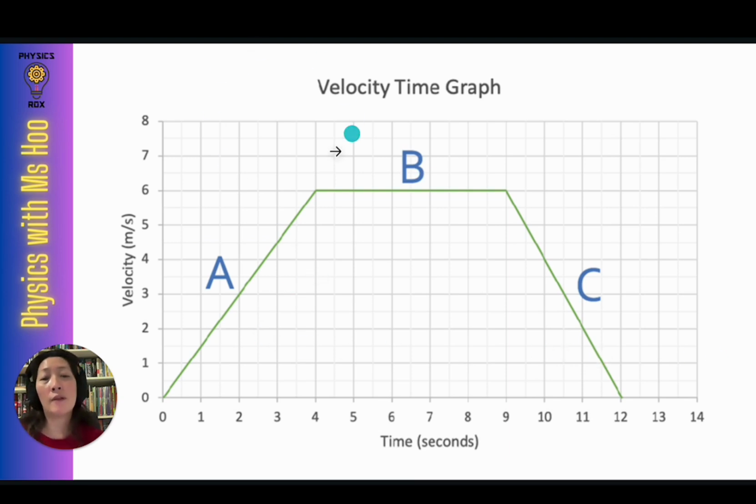If you don't know what velocity is, please watch my video on velocity, which is in my scalar and vector video. And if you want to know more about how to analyze velocity time graphs, do watch the section on velocity time in my motion graphs video. So for now, I'm not going to explain this in more detail. We're just going to go into how to analyze this graph.